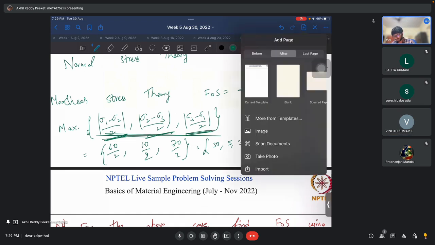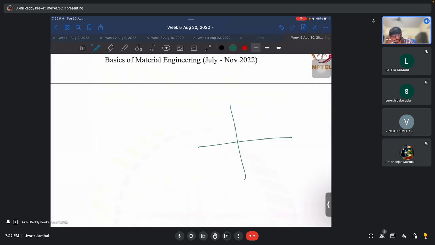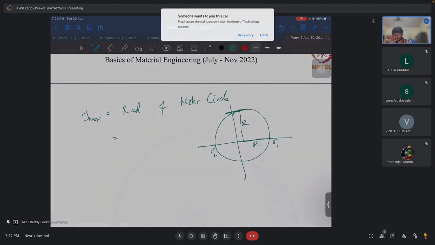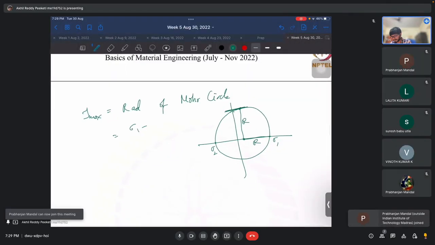Okay, one second. So in the previous case, we drew the Mohr circle, right? So what is the tau max you are getting? Is the radius, right? Tau max is the radius of Mohr circle. Now, if you know principal stresses, what is the Mohr circle radius? Sigma 1 minus sigma 2 by 2, right?